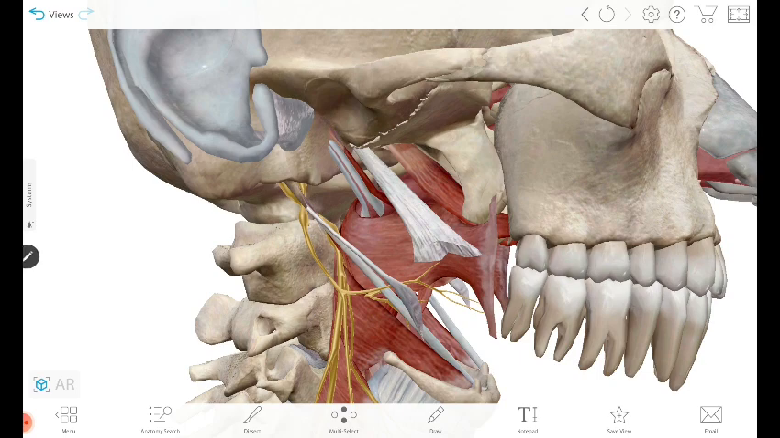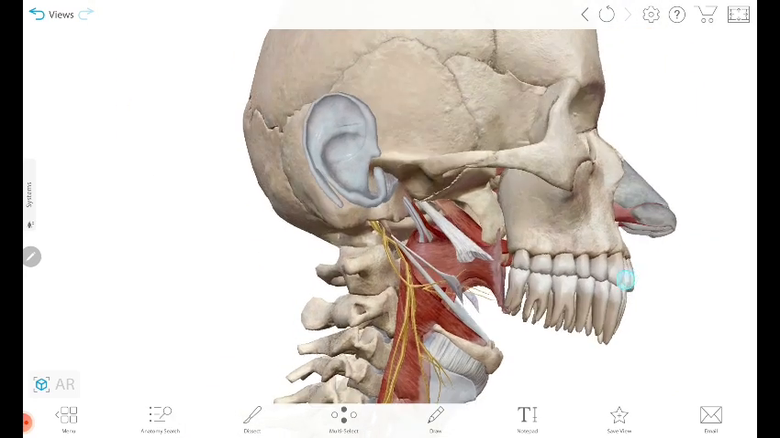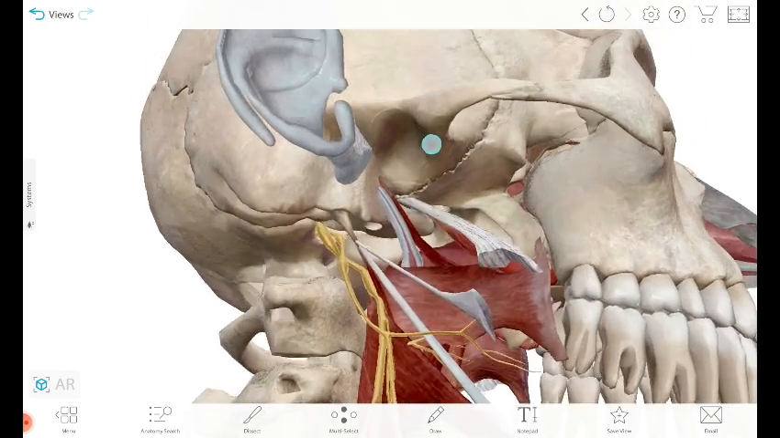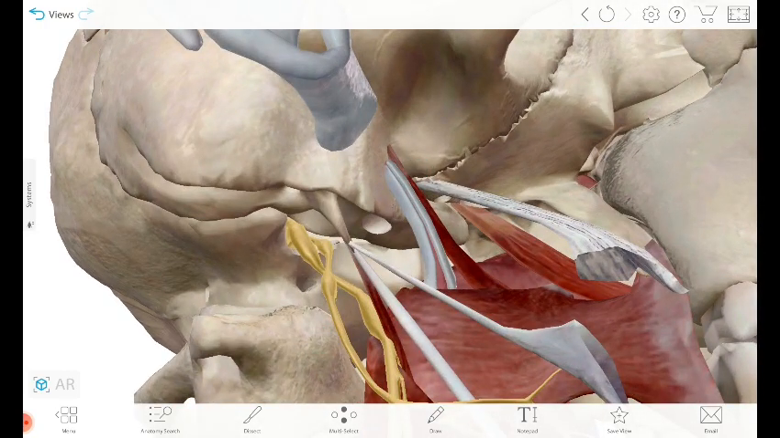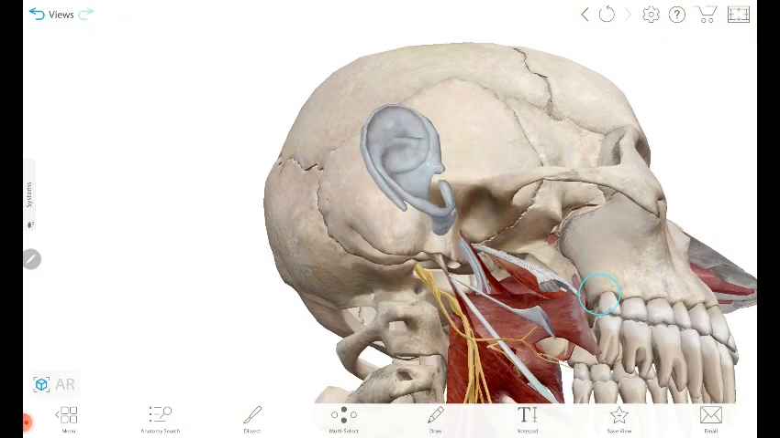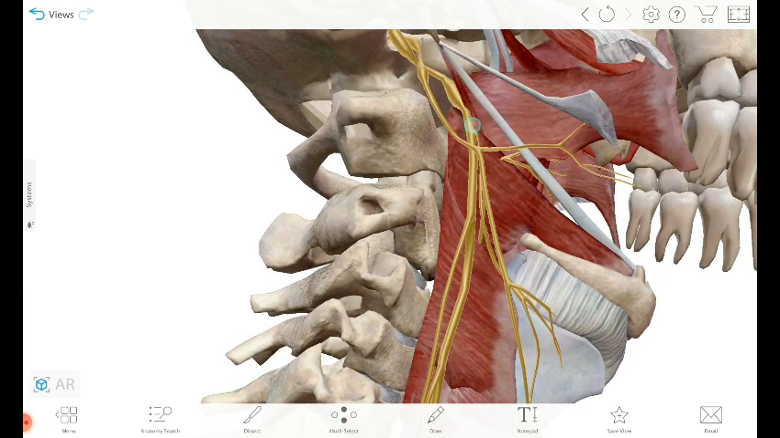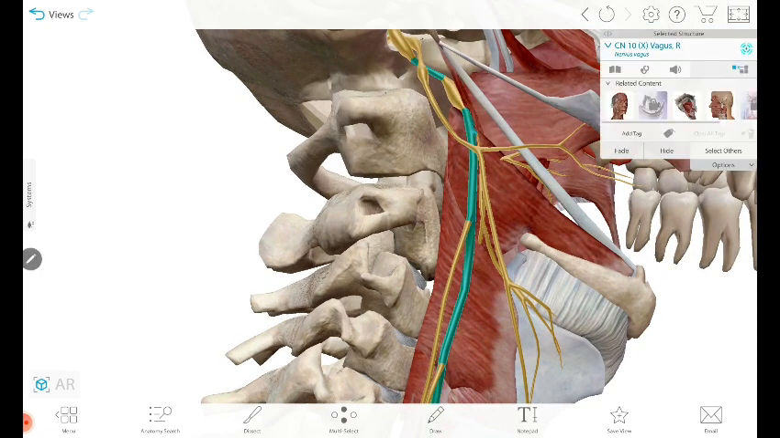Now we will see the various structures passing through the gaps in between the various muscles. So this here is the jugular foramen, and we can see two nerves coming out of it. So first one will be the glossopharyngeal nerve, and one will be the vagus nerve. So the one which is descending downwards, that is this nerve, is the vagus nerve, and the other nerve which you can see going towards the tongue is the glossopharyngeal nerve.